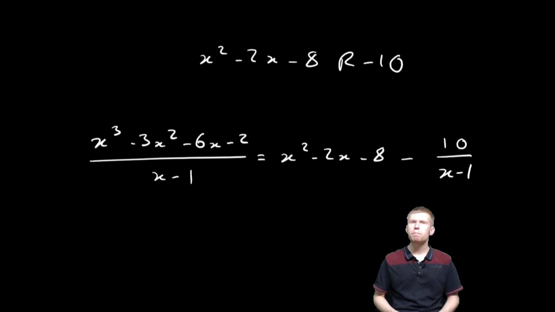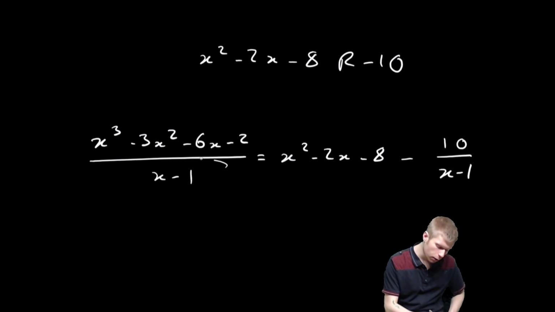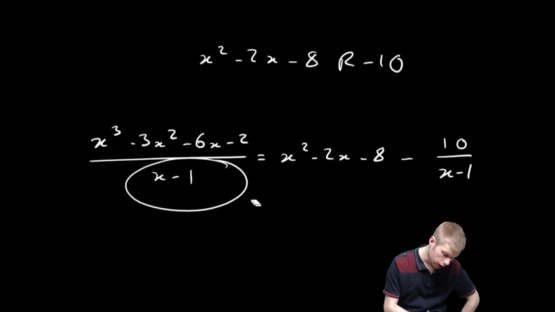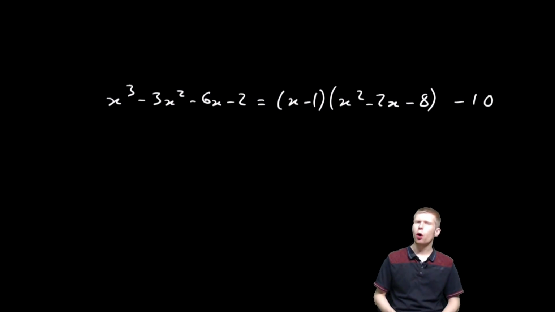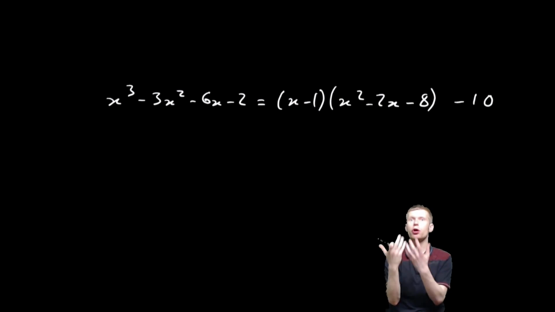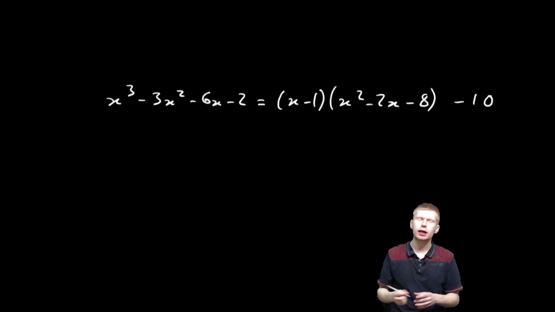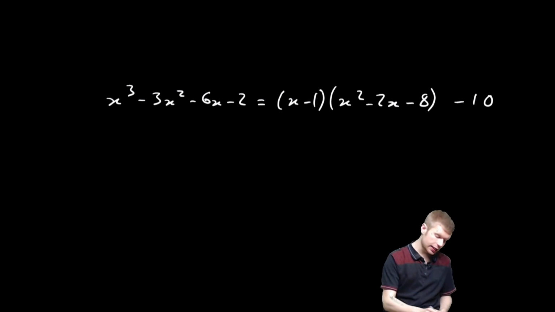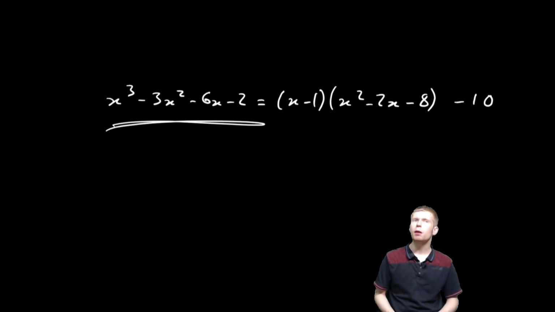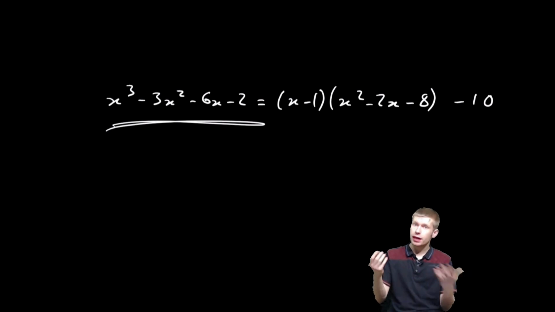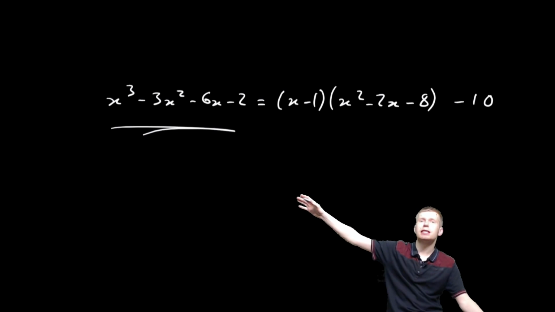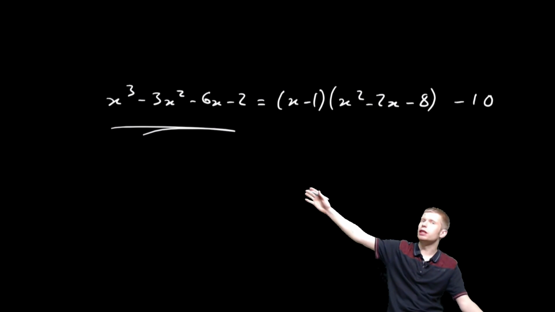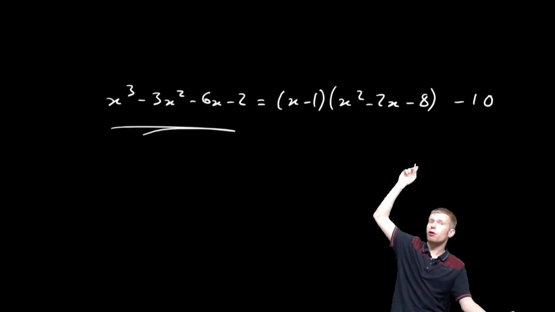But I'm actually going to rewrite that slightly. I'm going to now multiply through by x minus 1. So that's now effectively what I've got. The reason I want to write it like this is because I want to show you how the remainder theorem actually works. The factor theorem is basically saying when I stick a number in here, if it equals 0, then it's a factor. The remainder theorem, though, is saying when I stick a number into this thing here, if it doesn't equal 0, then whatever it equals is my remainder.